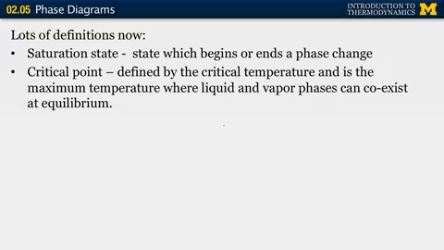The critical point is defined by the critical temperature, and it is the maximum temperature where a liquid and vapor can coexist at equilibrium. So again, these are some concepts that may be new to you. But when a system undergoes phase change, you will have both states present, a liquid and a vapor in the case of evaporation or condensation. Sublimation, you'll have a solid and a gas phase simultaneously present, etc.